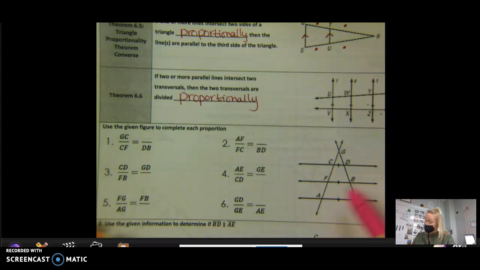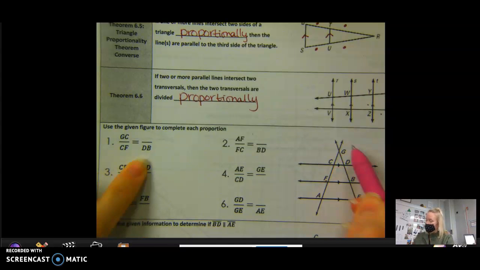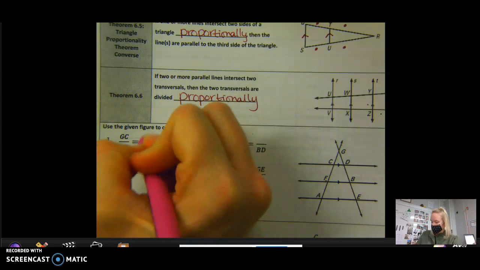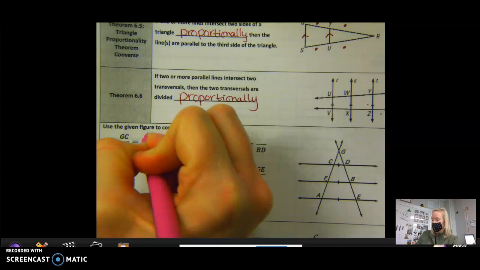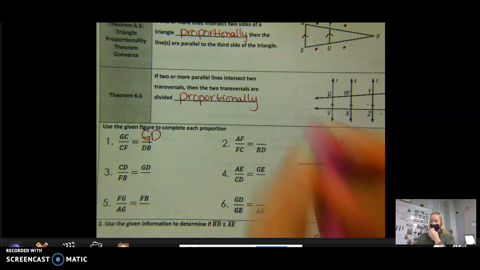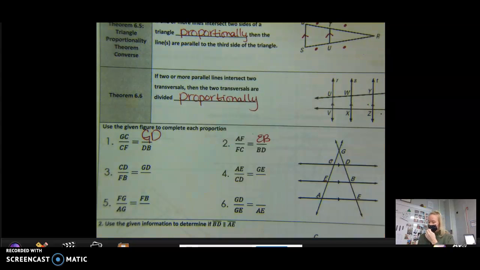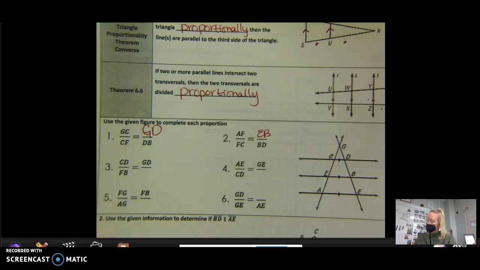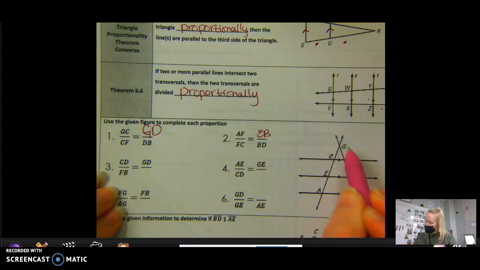So GC over CF is equal to what over DB? What do you guys say? GD is correct. Number 2, A to F over F to C is equal to something over B to D. What would that be? Yeah. Number 3, C to D over F to B is equal to G to D. Be careful on this one. It's not BD. It would actually be GB.